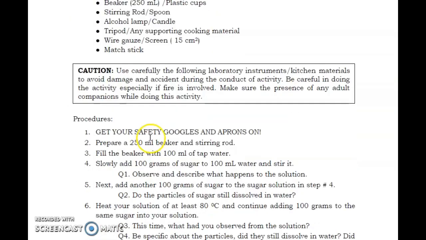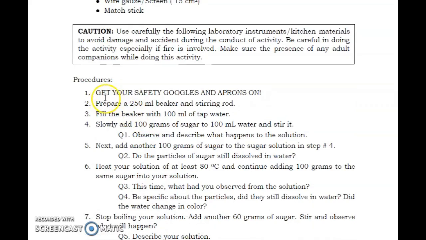Okay, let's proceed with the procedures. Number one, get your safety goggles and aprons on, so that you are protected before performing the experiment. Number two, prepare a 250 ml beaker and stirring rod. You can replace the beaker with a casserole and the stirring rod with a spoon. You can use a casserole, a spoon, or even a ladle for mixing. Then three, fill the beaker or the casserole with 100 ml of tap water. You can use a glass of water if you have no measuring tool for the volume of water.